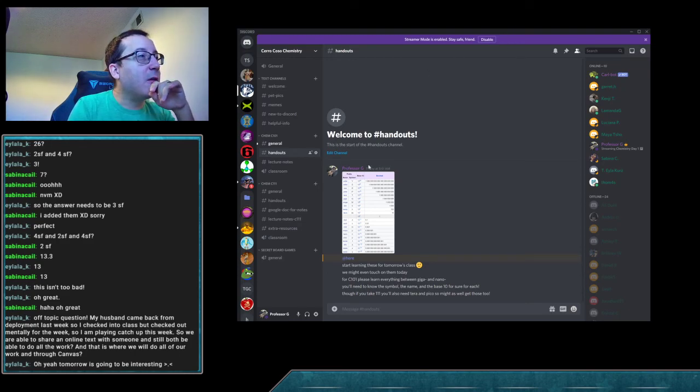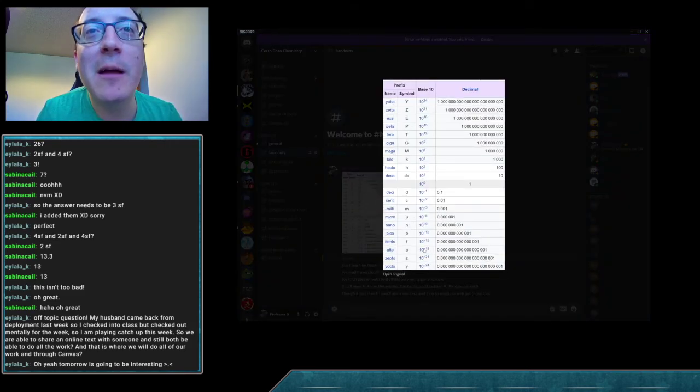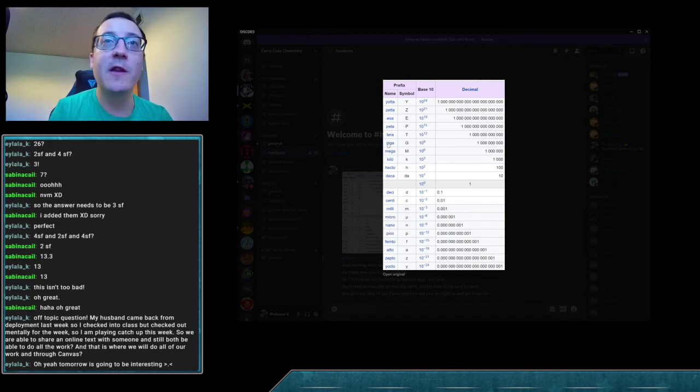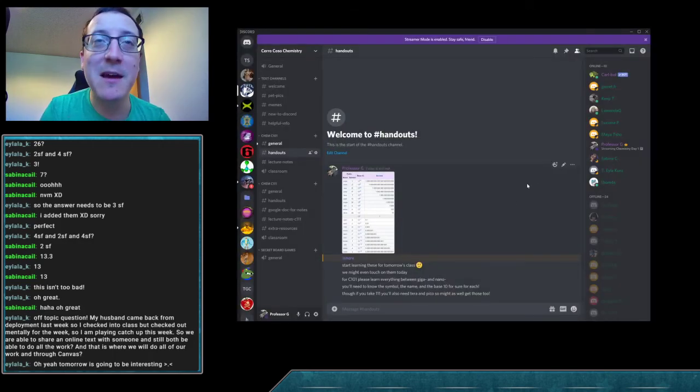So one thing I did want you guys to see is I have put something in our little handouts thingy here. This chart here, you're going to want to learn everything between giga and nano. So all of these parts here. You're going to start learning them, both the name, the symbol, and the exponent part. We're going to be working with this probably tomorrow. It's going to make it easier. At some point, you will want to have memorized this.